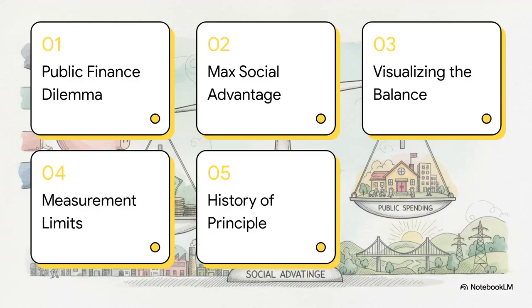Okay, let's dive into this. Our roadmap today covers 5 quick parts: the public finance dilemma, maximum social advantage explained, visualizing the perfect balance, real-world measurement limits, and finally, the history of the principle.